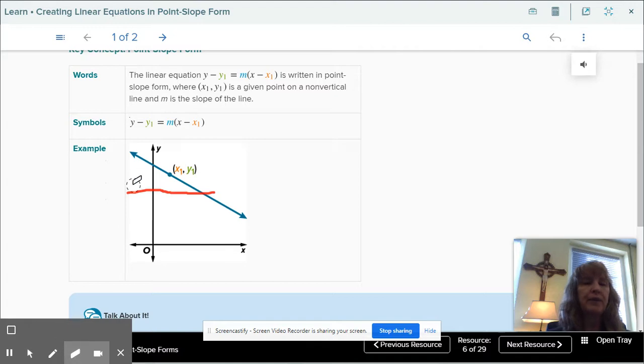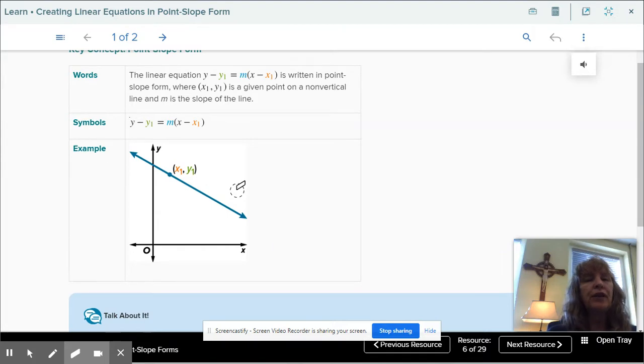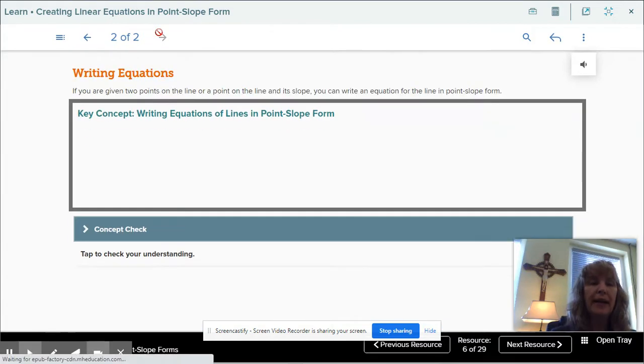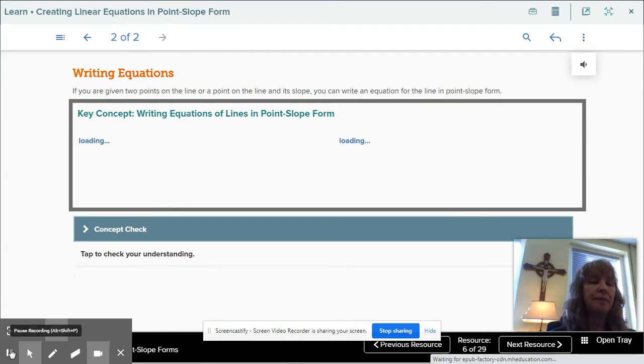Let's get rid of this line right here. Okay. So the linear equation y minus y1 equals m, which is your slope, times x minus x1, is written in point slope form. x1 and y1 are given points on a non-vertical line. That means it has to have some kind of slope. You know that this is going to have a negative slope because it's going downward. So let's talk about what this looks like in an equation.